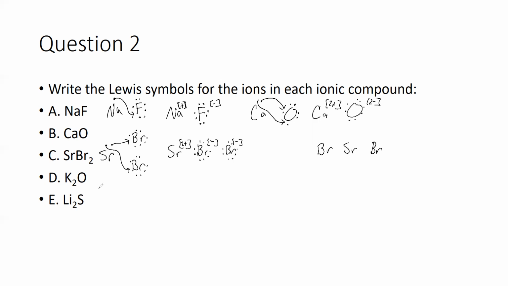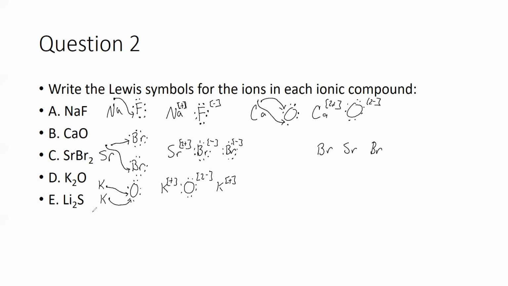Then potassium oxide. We have 2 potassiums, each with 1 valence electron. Again, oxygen has 6. Give 1 to you, give 1 to you. So we have potassium plus. Now I'm going to put my oxygen in the middle: 1, 2, 3, 4, 5, 6, 7, 8, because it got 2 electrons. And since it got 2 electrons, it's 2 minus. And on the other side is another potassium plus.